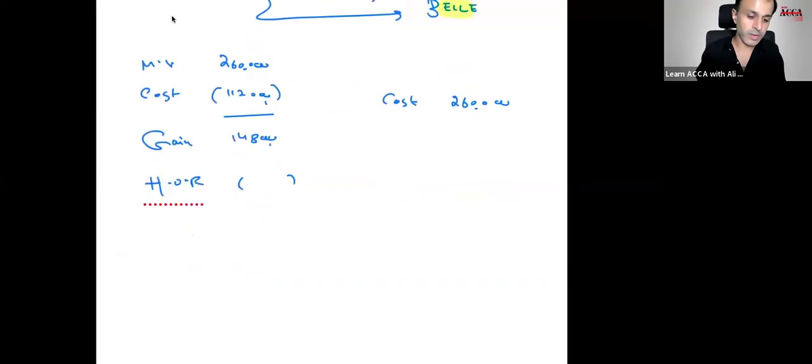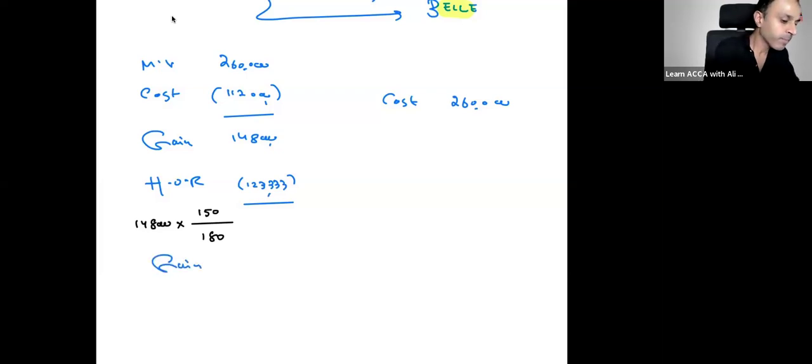And there is a way of doing it. The way is you take the amount of the gain, which in this case is 148,000, multiplied by the chargeable business assets divided by the chargeable assets. The chargeable business assets are 150,000 and the chargeable assets are 180,000. So 150 divided by 180 multiplied by 148,000 gives 123,333. This is the gain that will be held over. The gain that we will be able to assess after that is 24,667.